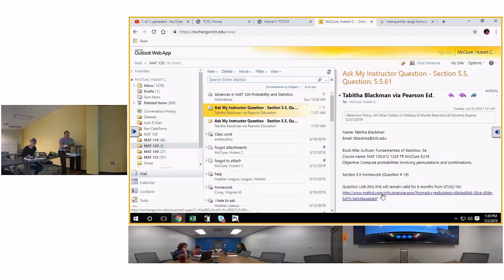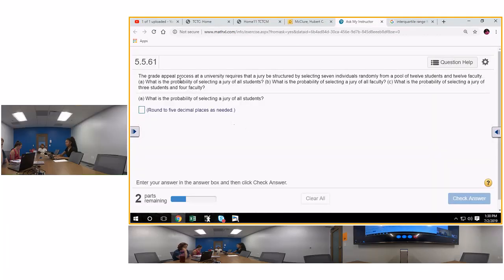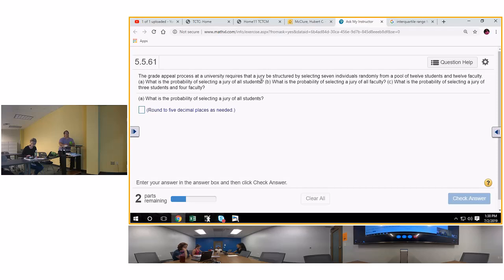This is number 19. The grade appeal process at a university requires that a jury be selected by selecting 7 individuals at random from a pool of 12 students and 12 faculty. What is the probability of selecting a jury of all students? What is the probability of selecting a jury of all faculty? What is the probability of selecting a jury of 3 students and 4 faculty? This looks like a combination. I'm not sure yet.